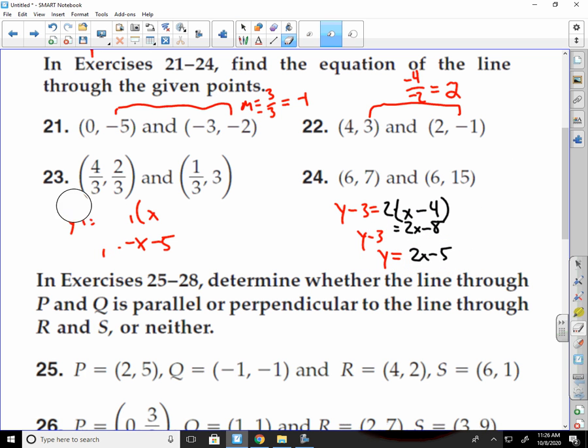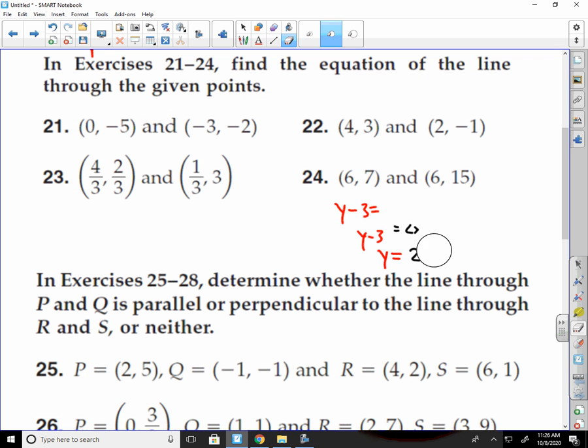Number 23. I was just going to try to move them, but that's becoming a hassle. Number 23.